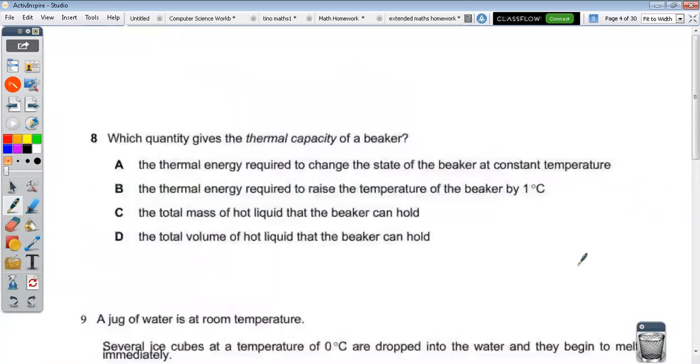Okay. What quantity gives you the thermal capacity of a beaker? If thermal capacity, always think of specific heat capacity. Thermal capacity comes from specific heat capacity. Specific heat capacity is the amount of energy required to raise 1 kg of a substance by 1 degree. But now we're simply talking of thermal capacity. So the best answer is B, the thermal energy required to raise the temperature of a beaker by 1 degree. That's what you're talking about.